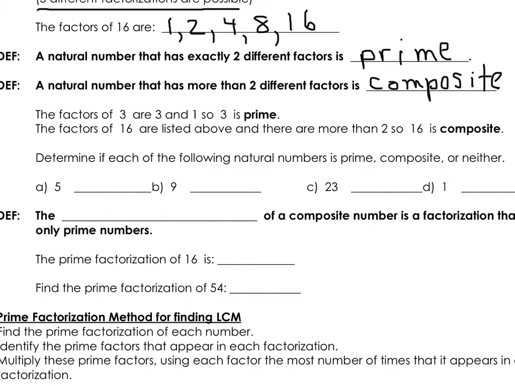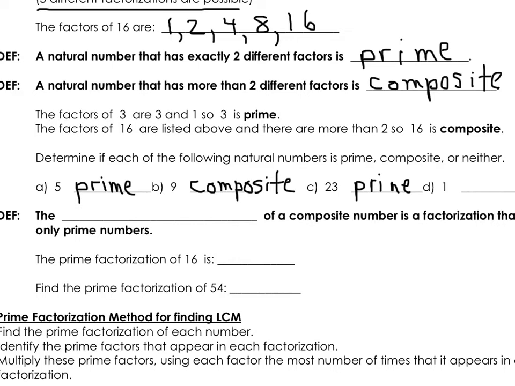Determine if each of the following natural numbers is prime, composite, or neither. So, the number 5. Think about the factors of 5. Is it prime or is it composite? What about 9? Prime or composite? What about 23? Prime or composite? And what about the number 1?